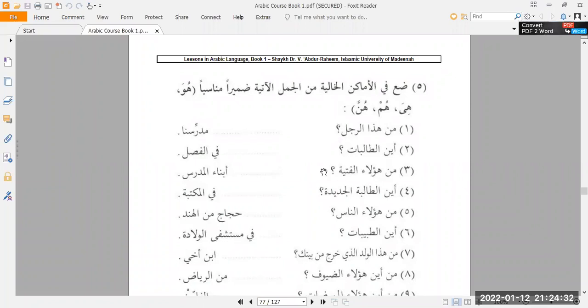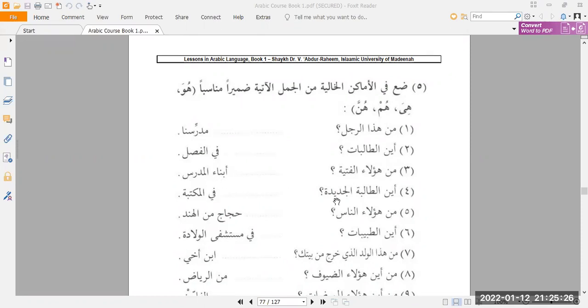Number 3: man ha'ula'il fityatu? Like I mentioned before, don't be misled by the fact that fityatu has a ta marbuta on the end, because that doesn't count for anything. It is a masculine word. So man ha'ula'il fityatu? Who are these young men? Not women. Fatayatu is feminine, so fityatu is masculine. And as you can tell from ha'ula'i, it's plural masculine. Who are these young men? And the reply is, let's see what comes in here. Hum. Good. The answer which was given is hum, which is correct. Hum abna'ul mudarrisi. They are the sons of the teacher.